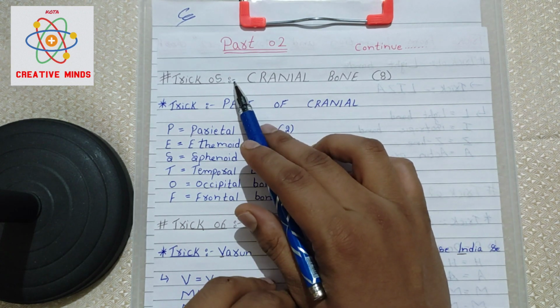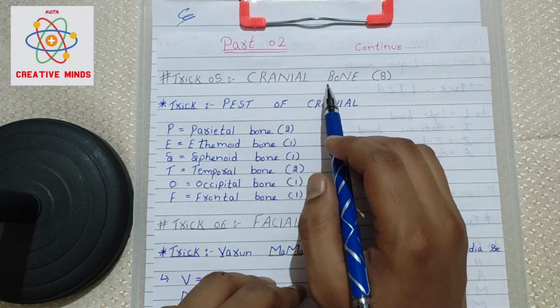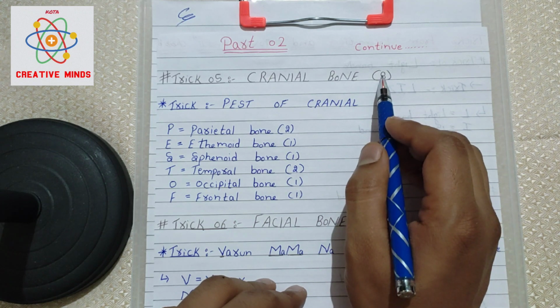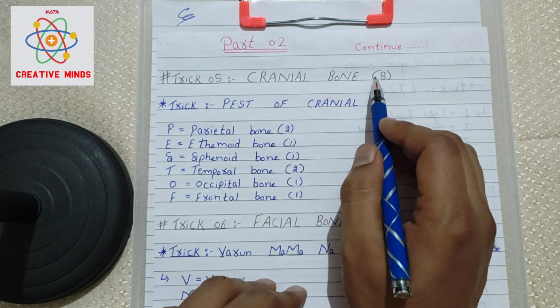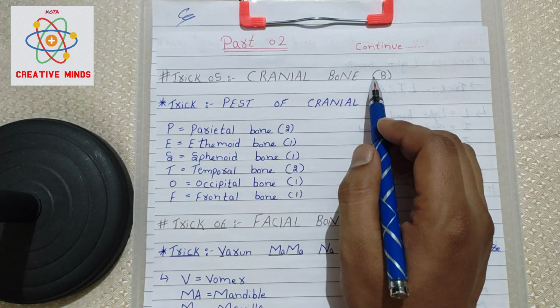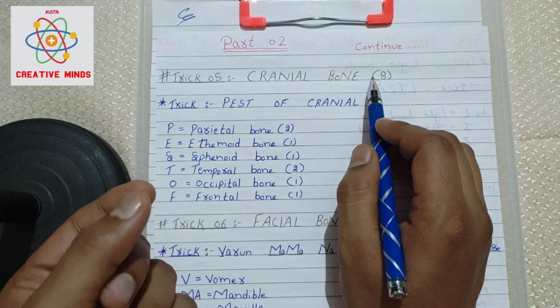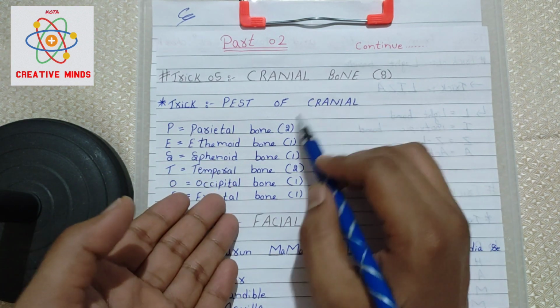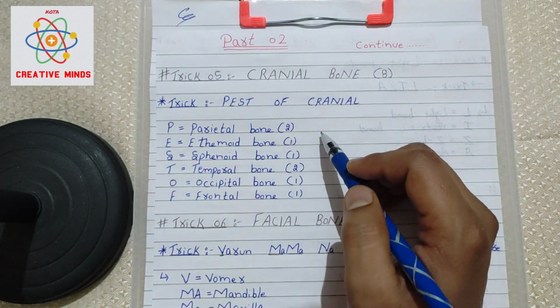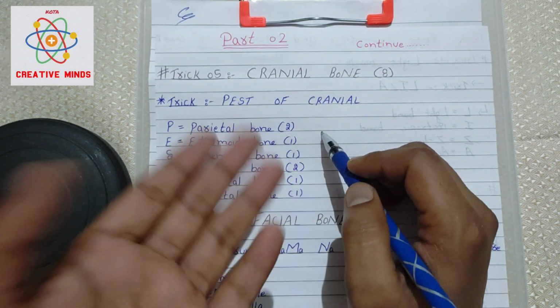Trick number 5 is for remembering the cranial bones. How many cranial bones do we have? 8 cranial bones. Now how to remember these cranial bones? Just a small hint. Even if we get a small hint, we can easily recall these bones, but we need that hint. That hint is the main big task.